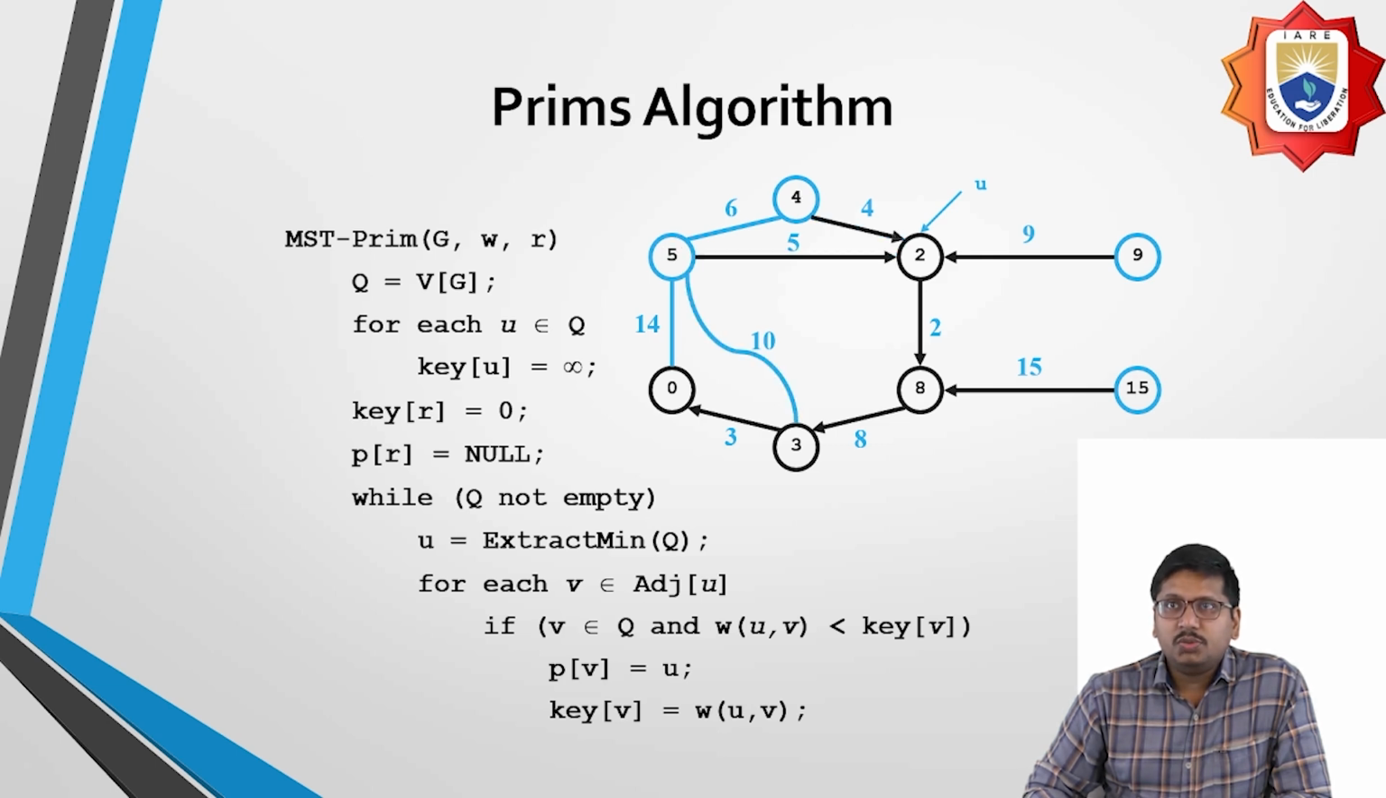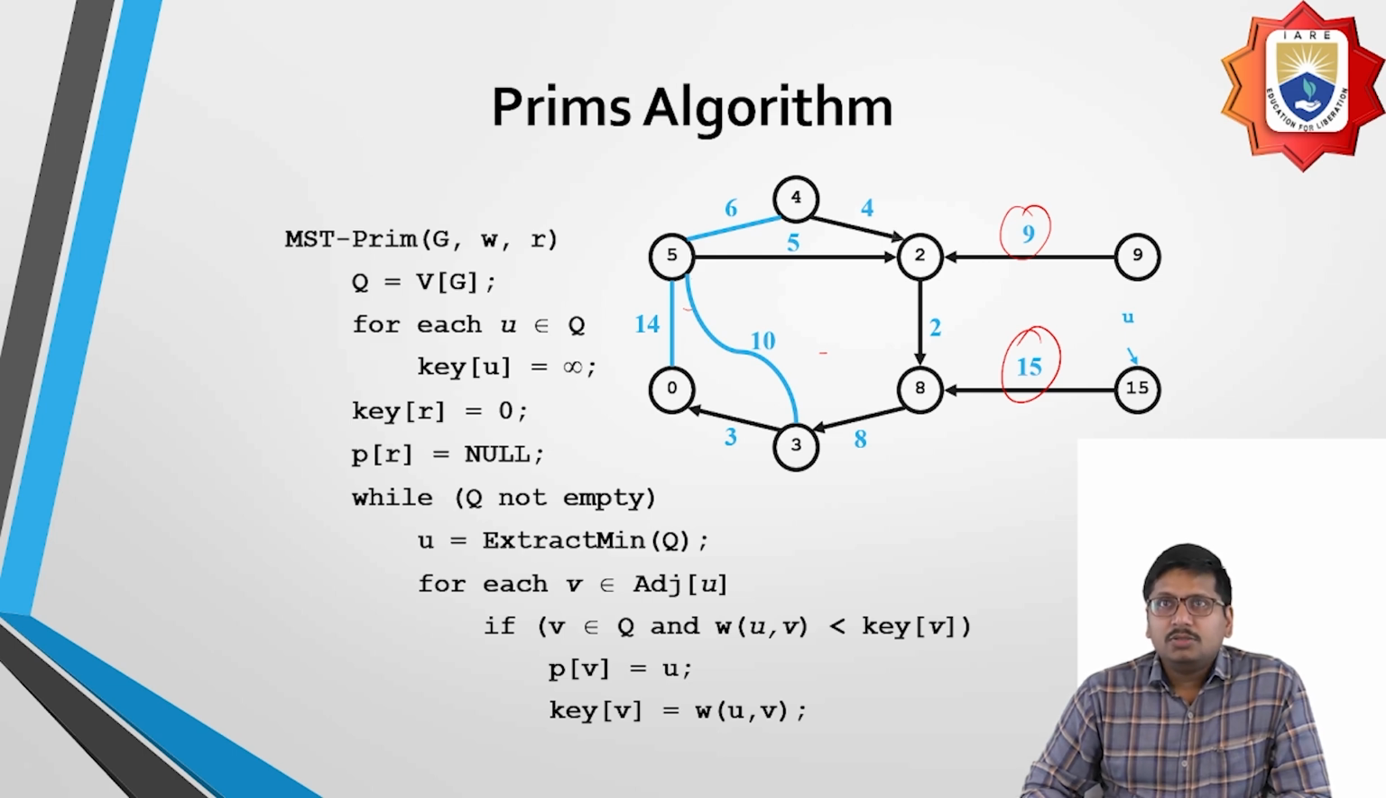So among these two, which is the minimum one? So that should be 4 obviously. So 4 is going to be chosen. After that 5, so 5 may not be chosen. So 9 and then 15. So like this we construct this spanning tree by using Prim's algorithm.